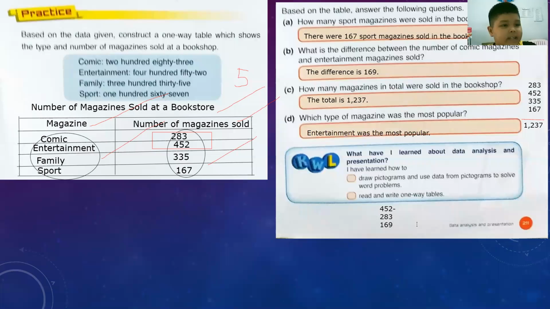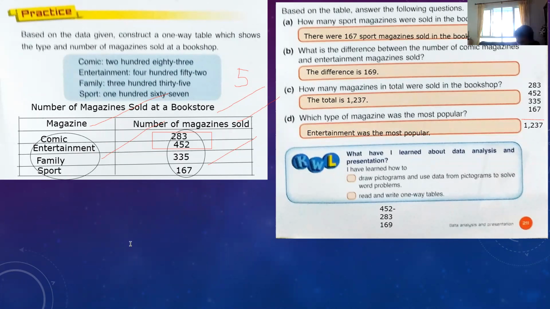Can I write internet magazine was the most popular? Correct. Look at my answer. We have the same answer. Now I write the most popular type of magazine, but I write information was the most popular magazine.